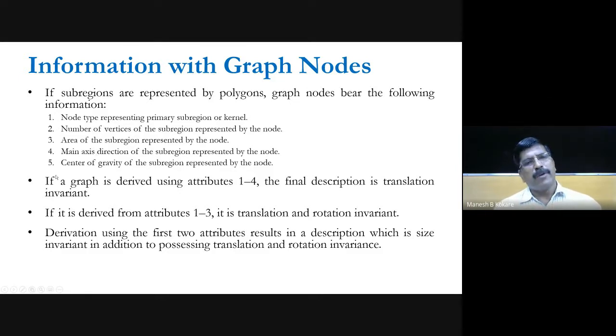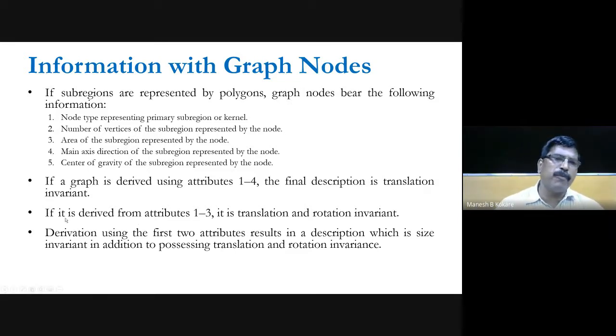Okay, and if the graph is derived by using these attributes 1 to 4, that is, the node type representing the primary subregion or kernel, the number of vertices of the subregion, the area of the subregion, and the main axis, then the final description is translation invariant. Meaning if this kind of information is there in the graph along with the node, then that information will help us to achieve translation invariance.